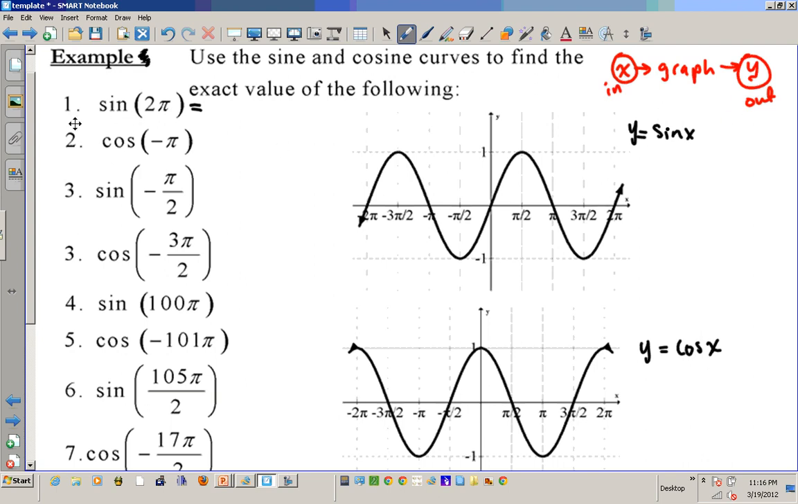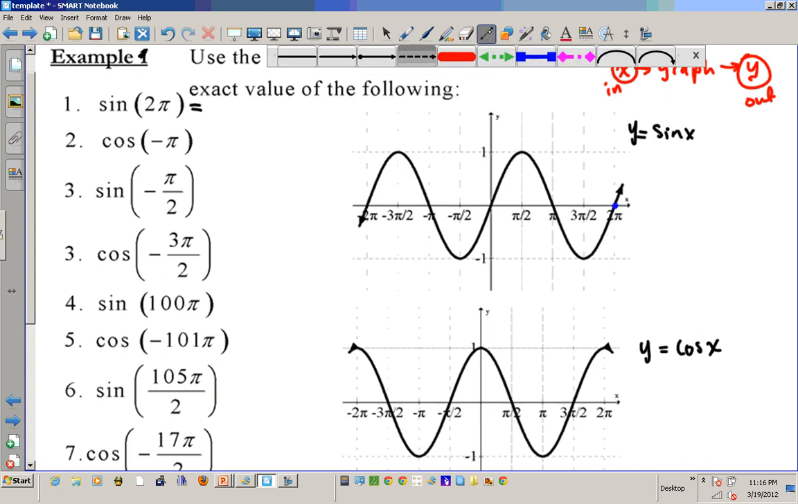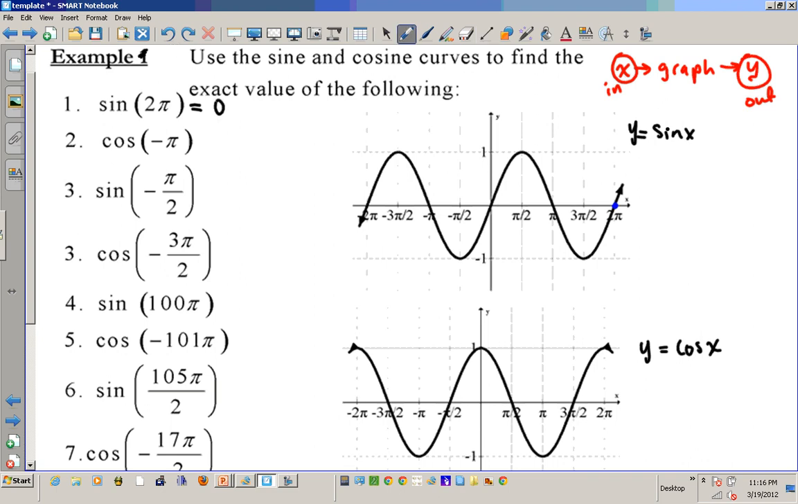Alright, so let's start from number 1. The x value. Whatever is in the parentheses is your input. So the x value is 2 pi. We're going to go to 2 pi. Do we go up, down, or stay? Since we're already on the graph, we are going to stay right there, and then just trace our path to the y-axis. If we trace it to the y-axis, our output is going to be 0. So the answer for this one, sine of 2 pi, is simply 0.